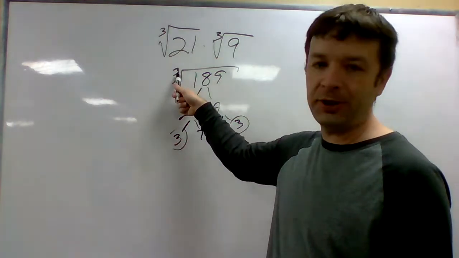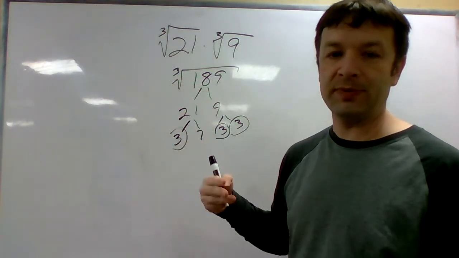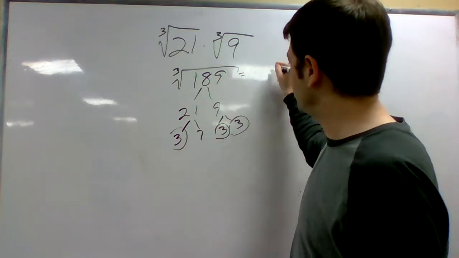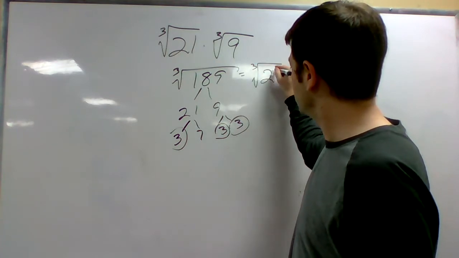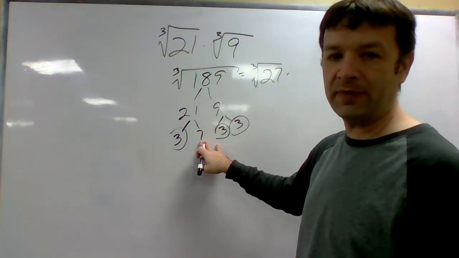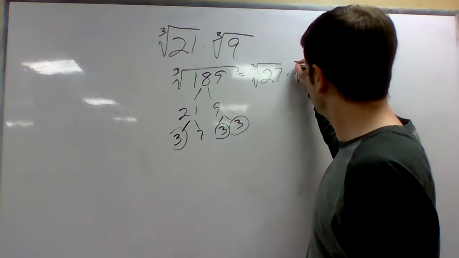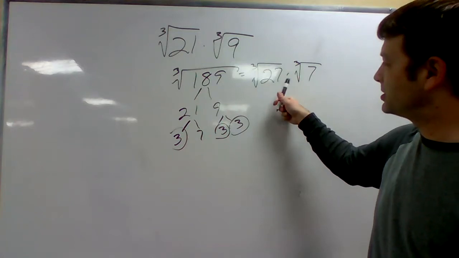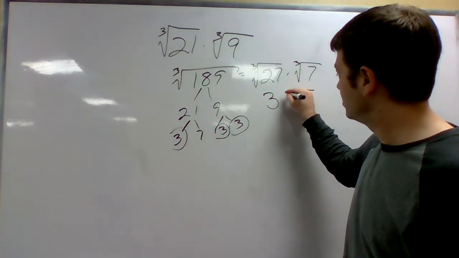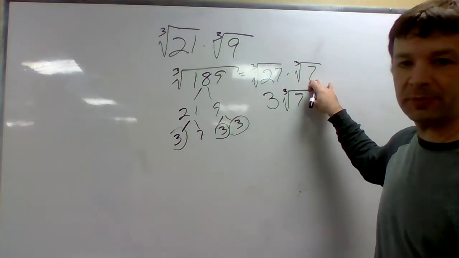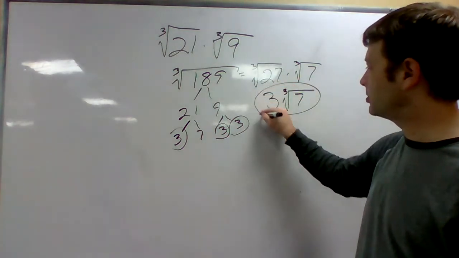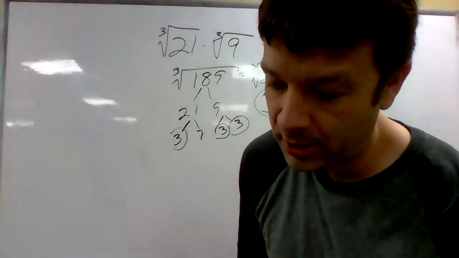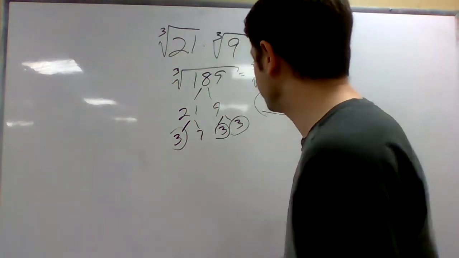So notice this is a cube root problem, so I need a triple of something. And I have triple threes. 3 times 3 times 3 is 27. And then the leftover 7 is going to go in the back. Notice these are cube roots over here, not square roots. What's the cube root of 27? Normal 3. And then this doesn't simplify. So that would be it. All right. Number 17.